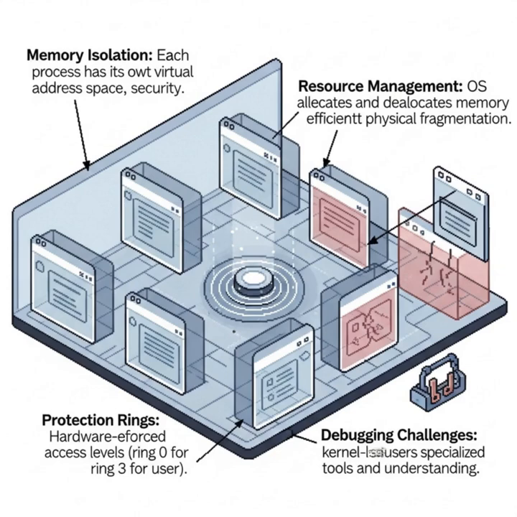This protection is often enforced by protection rings, a hardware-level mechanism. The kernel operates in ring 0, the most privileged level, while user applications operate in ring 3 with restricted access. Any attempt by a ring 3 process to access ring 0 memory directly results in a hardware fault, preventing unauthorized operations. However, this also means debugging challenges. When issues arise within the kernel, or when user space code interacts incorrectly with kernel services, debugging requires specialized tools and a deep understanding of these boundaries, as standard user mode debuggers won't suffice.